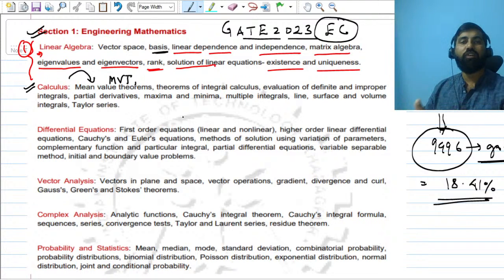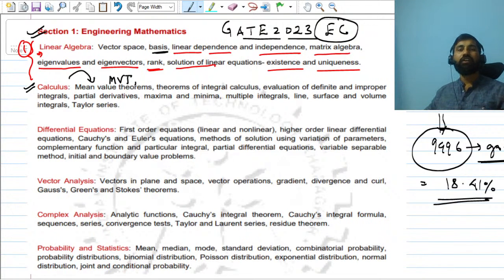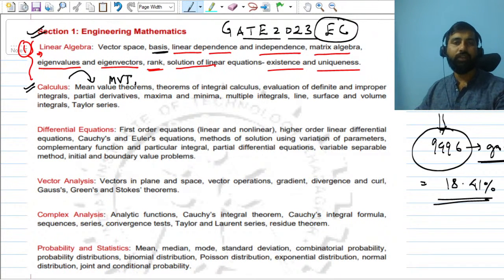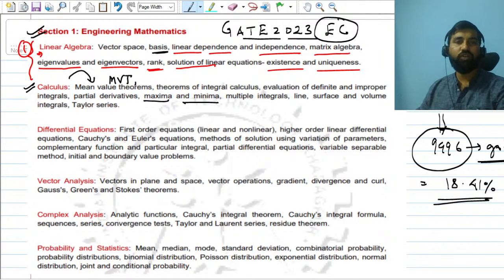And then the theorems of integral calculus. We also need to understand what area is, and how to compute the area under the curve. You can go back to school again and revise all these things. Then evaluation of definite and improper integrals, partial derivatives. Maxima and minima is one of the very important topics in GATE 2023. In fact, each year you will find a few questions from maxima and minima and multiple integrals.